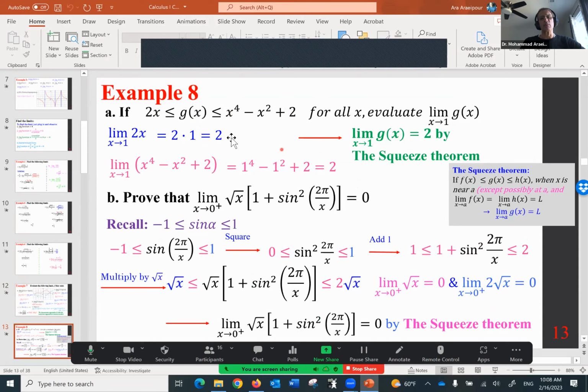And since both of them give us number 2, then G must have the same limit as x approaches 1. In this case, there is a trick involved. This one is pretty involved.